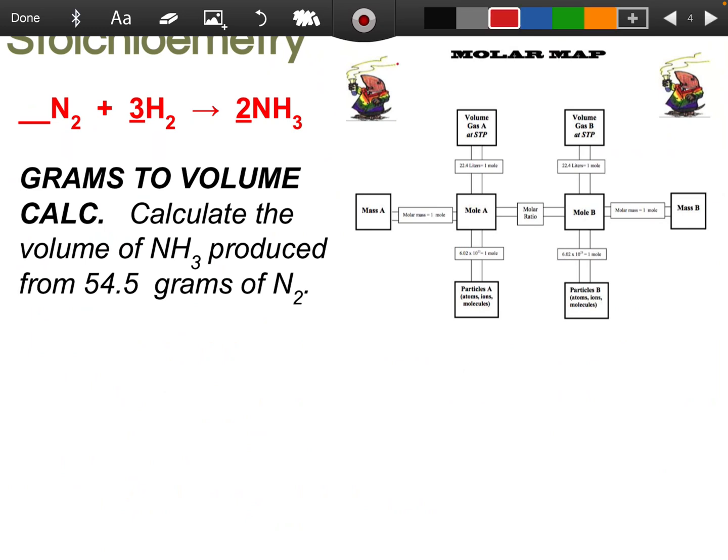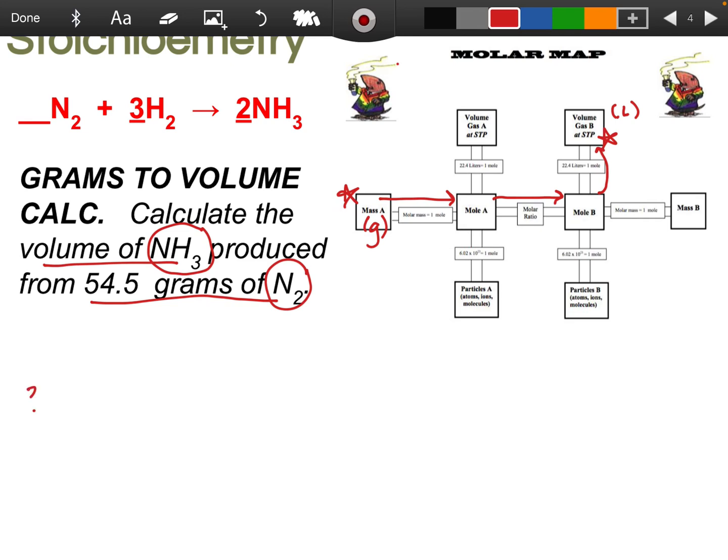All right, the second problem, we want to calculate the volume of NH3. So remember, volume is in liters. So we would end at volume, and we would start with grams of N2. So we're starting with a mass, and we're ending with a volume. So we're going to go from grams to moles, and then since we have 2 different substances, we're comparing NH3 to N2, and since they're different, we have to look at the mole ratio, and then we're going to go from moles to liters.